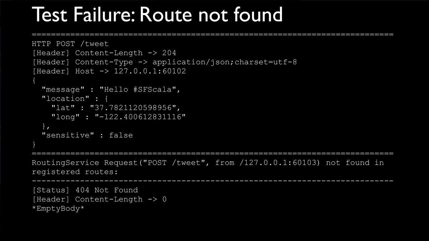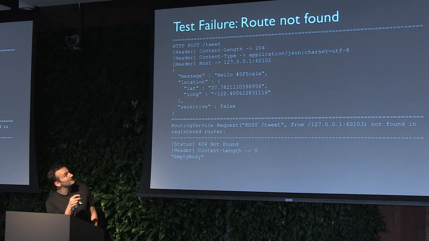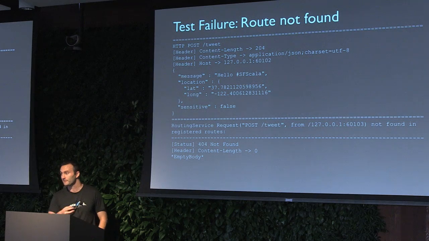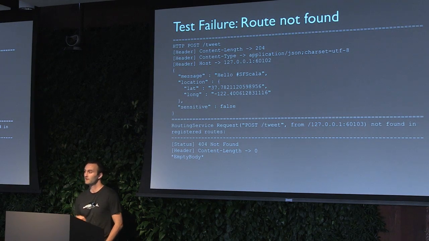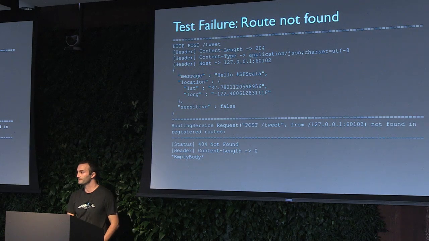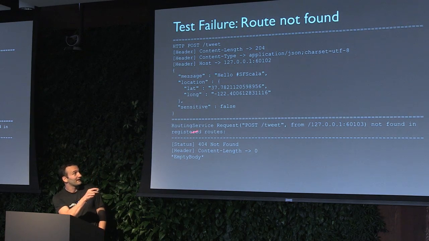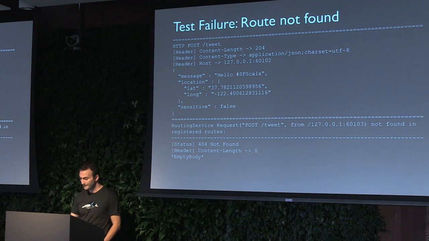OK, so as expected, the test fails. But let's look at the test output. So you'll see a post was issued to /tweet. Here are the headers that were sent. Note that we posted a content type of application JSON. Here's the post body. And now everything between this equals and this minus line, these are all log messages that the server's output while processing this request. So in this case, the routing service said, I can't find any routes for posts to /tweet. And then finally, down here is what the service actually returned to us. It returned a not found with an empty body.